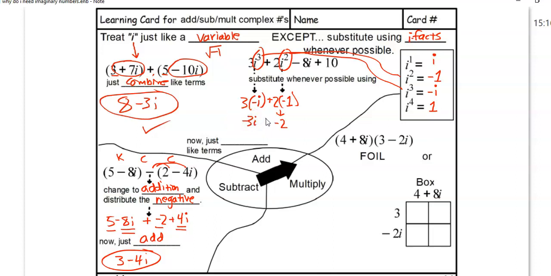I'm treating it kind of like a variable at this point, plus that -2 I had, and I still have that -8i that I had in the beginning. I can't replace that with anything, and I've got a nice old positive 10 out there at the end. When I get it down to that, now I'm just going to combine like terms. So I've got a -3i and a -8i. That's -11i. I'm going to put that at the end for standard form. And then I got a -2 and a positive 10. Those combine to a positive 8. 8 minus 11i is my answer to that one. So that's add and subtract.